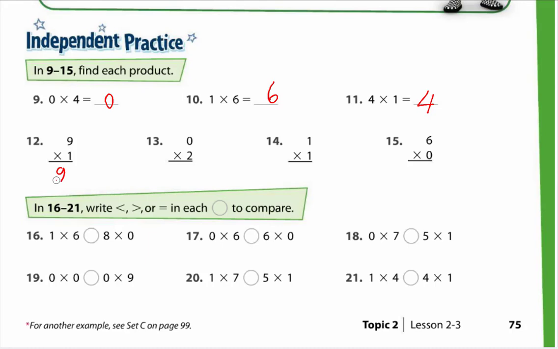Muhammad Abdullah. Muhammad? No? Yahya Haddadi? Yes, teacher. 0 times 2? 0 times 2, 0. Great, thank you. Welcome. Question number 14.